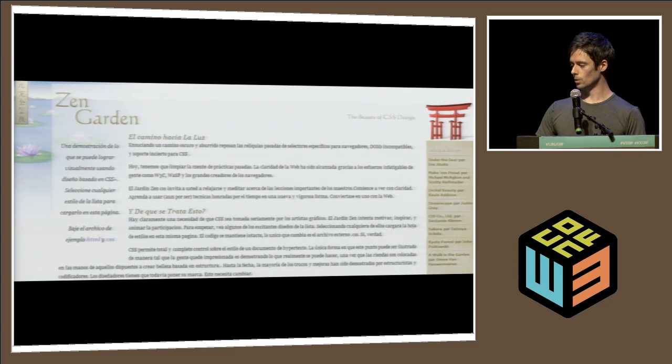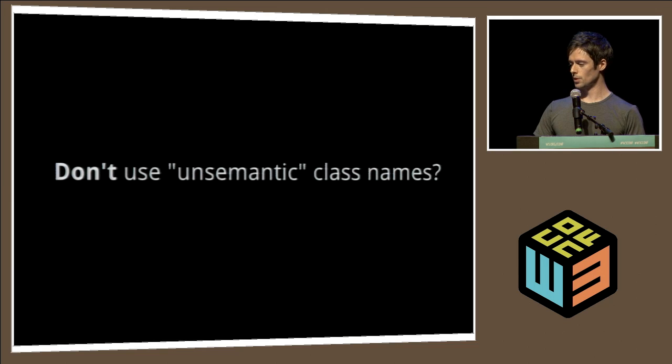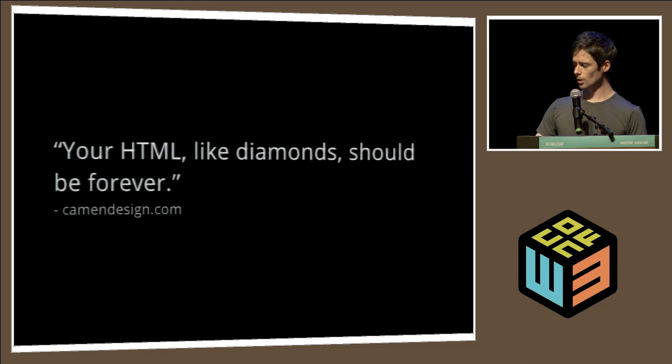But out of this world and this reaction against the pre-CSS authoring days came some of these things that we parrot back to each other a lot. And one of them is don't use unsemantic class names, whatever that means. And you see it in different guises, like this guy called Croc, who wrote, "Your HTML like diamond should be forever." And this is this idea of, you know, the HTML will never change, and CSS is where all of the change that goes on happens. You shouldn't be changing your HTML.